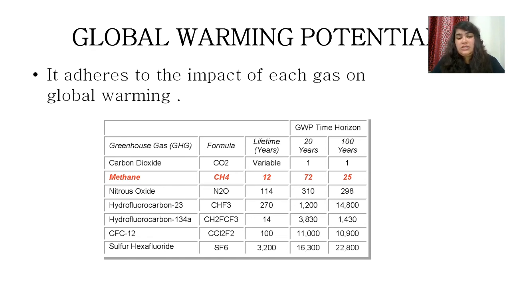Sulfur hexafluoride is the most dangerous. Why? Because it stays in the atmosphere for a solid 3,200 years. Not just that, when we speak about it at a 20-year time scale, it is going to be almost 16,300 times more potent at causing global warming as compared to carbon dioxide. So if I take the variable to be 1 for carbon dioxide, it is going to be 16,300 times that, right?